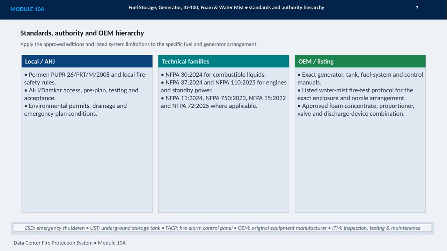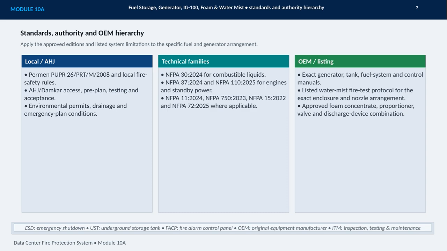Local authority requirements come first in practical approval and acceptance. That includes Permen PUPR 26/PRT/M/2008, Local Fire Safety Rules, AHJ or DAMCR access, pre-planning, testing, acceptance, and any environmental, drainage, or emergency plan conditions. The technical standards then define the applicable design framework.